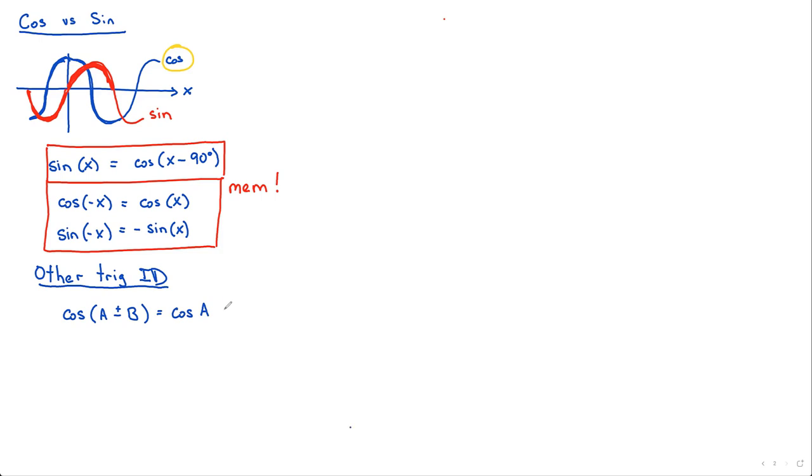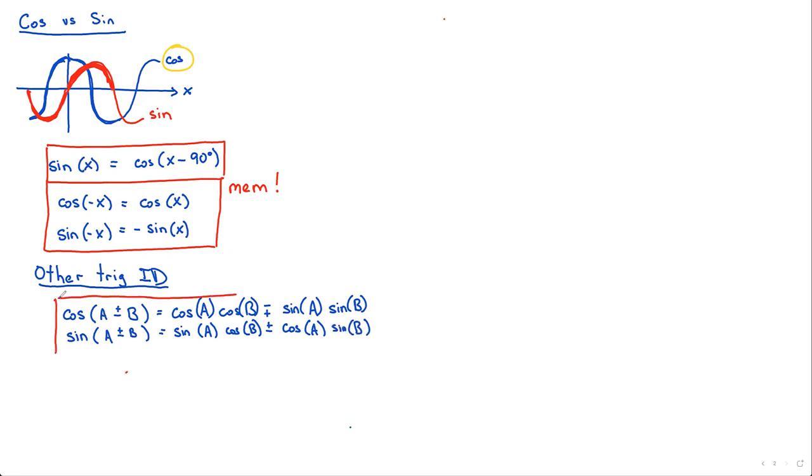There are some other trigonometric identities. I don't suggest that you memorize these. I certainly have not, and I've never needed to have memorized them in my entire life. But they will let you figure out how to add cosine angles together or add sine angles. And I've written them in kind of a compressed format.